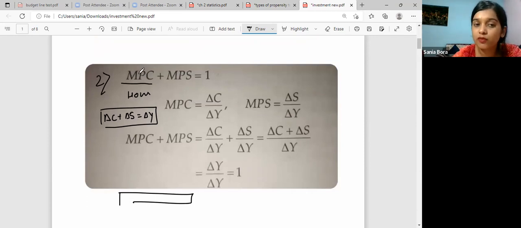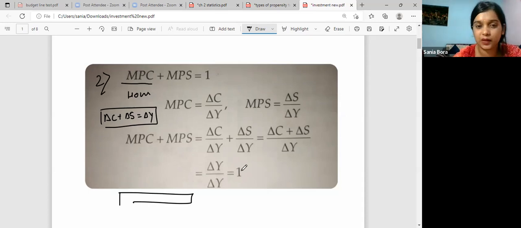Now the second one is MPC plus MPS equals 1. You know the formula for MPC: delta C divided by delta Y, and MPS is delta S divided by delta Y. Similarly, there is a formula delta C plus delta S equals delta Y. So MPC plus MPS is delta C divided by delta Y plus delta S divided by delta Y. You got delta C plus delta S, which equals delta Y. So you wrote delta Y, you divide it, you get 1.